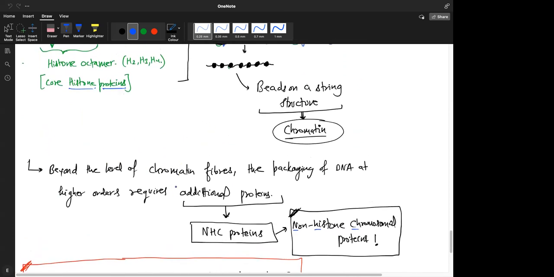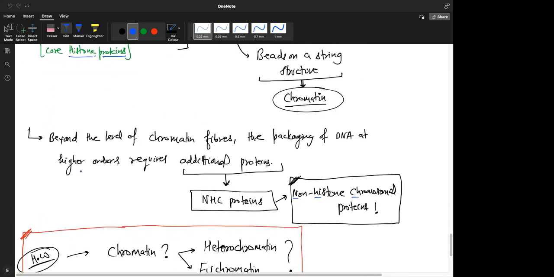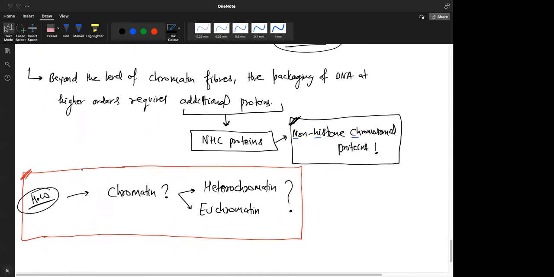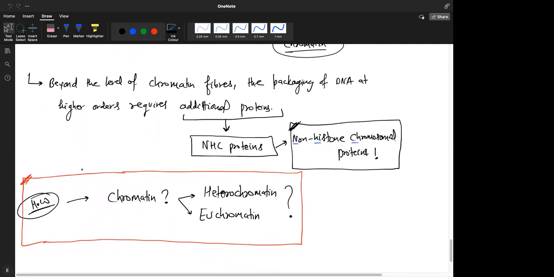Then we finished with the NHC proteins. Beyond the level of chromatin fiber, the packaging of DNA at higher orders requires additional protein, that is NHC protein, that is a non-histone chromosomal protein. So the name suggests they are chromosomal proteins. So they play a role in making chromosome. Chromosome are the highest order of DNA packing, where the DNA thread finally becomes a chromosome.